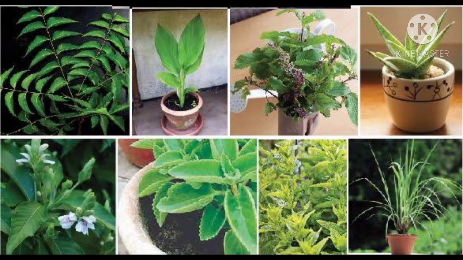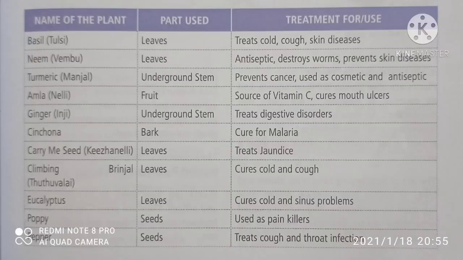Some important medicinal practices based on these medicinal plants are Siddha, Unani, and Ayurveda. Here are some important herbs and their uses. Basil leaves or tulsi leaves treat cold, cough, skin diseases. Neem leaves are used as antiseptic, and they destroy worms and prevent skin diseases. Turmeric, that is manjal, prevents cancer and is used as cosmetic and antiseptic. That's why we spray manjal water in and around our house.